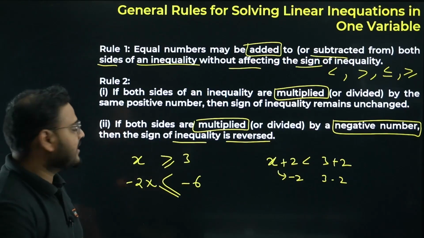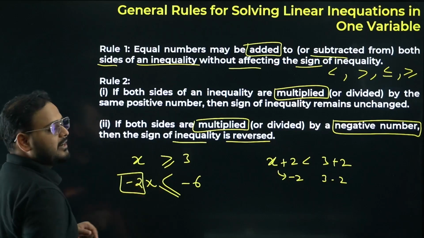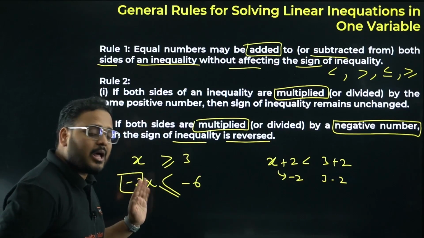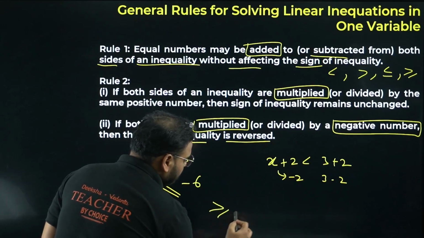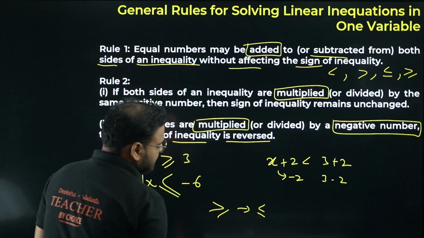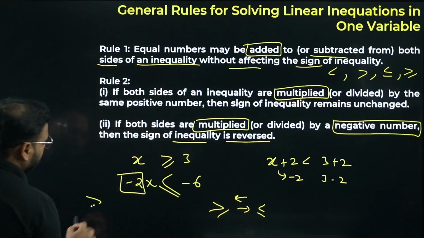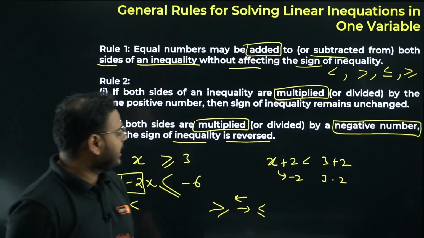I hope you understand that. If you are multiplying with a negative sign, what did I multiply with? Minus 2. It's a negative number, yes. If you're multiplying with a negative number, the inequality will reverse. Reversal is like this: greater than or equal to becomes less than or equal to. The same way, the opposite is also true, and the same goes for strict inequality as well. I hope this is clear.